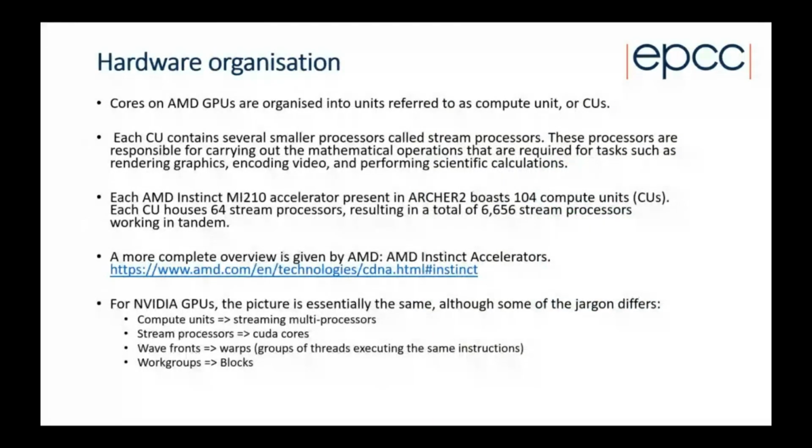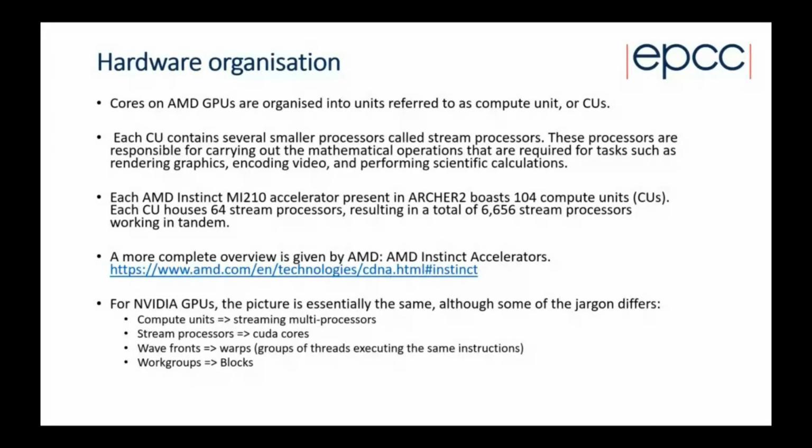Right, so hardware organization and some nomenclature for you. I'll try and keep the level of new and overlapping terms to a minimum, but there is some new terminology we need to get straight, and it also has different names depending on the vendor, which is really unhelpful. So cores on an AMD GPU are organized into units referred to as compute units. Each compute unit contains several smaller processors called stream processors. They are responsible for carrying out the mathematical operations that are required for a task, such as rendering graphics, encoding video, performing scientific calculation.